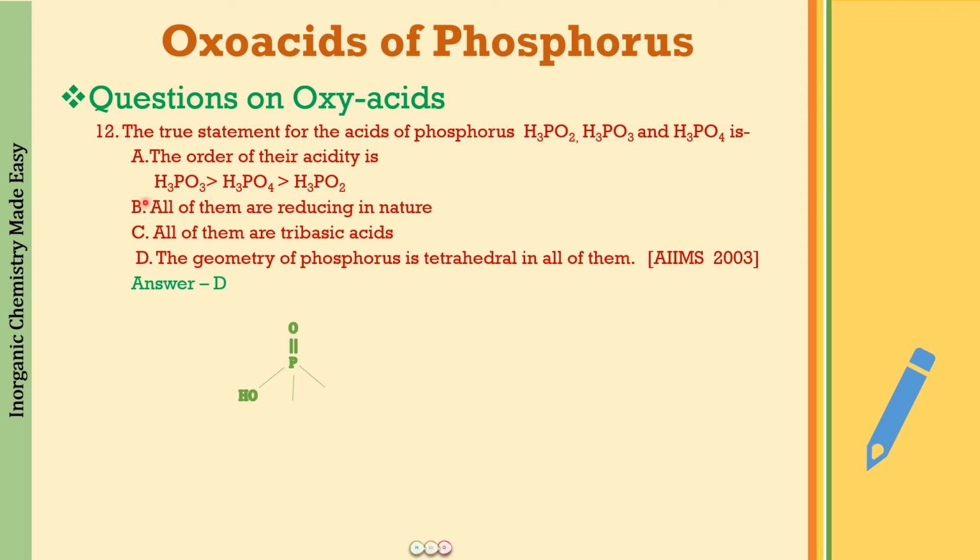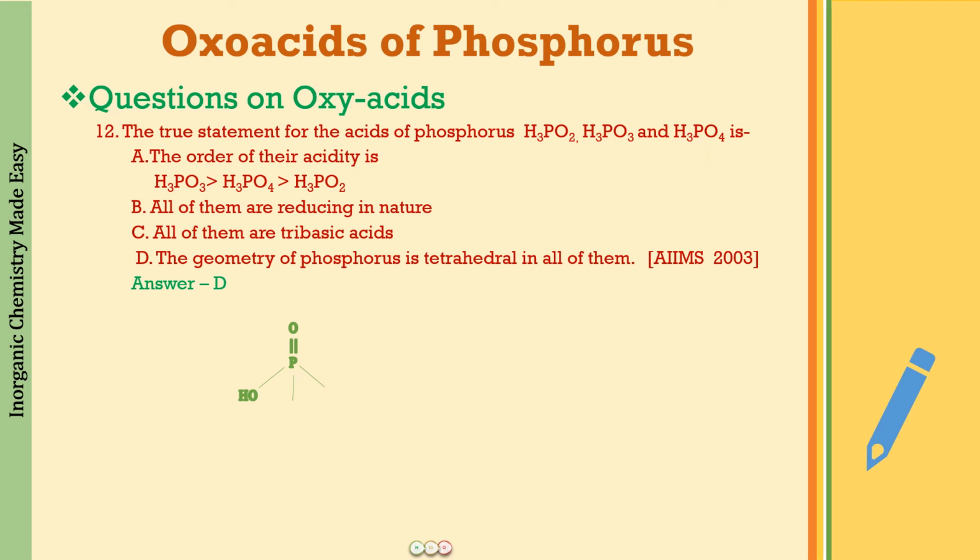Let us look at the rest of the 3 choices also. All of them are tribasic acids. No, they are not tribasic. H3PO2 is going to be monobasic, H3PO3 will be dibasic, and H3PO4 is going to be tribasic, depending upon the number of H ions they can furnish into the solution, which is equal to the number of OH groups present in these acids. All of them are reducing in nature. Again, this is going to be incorrect. H3PO2 has 2 P-H bonds, so this is going to be reducing. H3PO3 has 1 P-H bond, reducing, and H3PO4 has no P-H bond, so this will be non-reducing in nature.